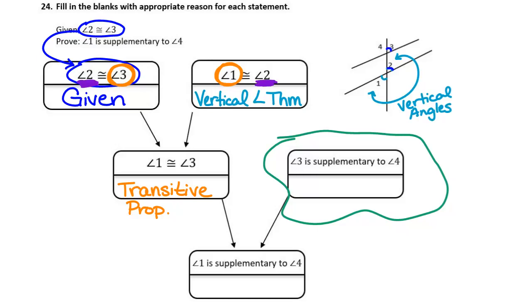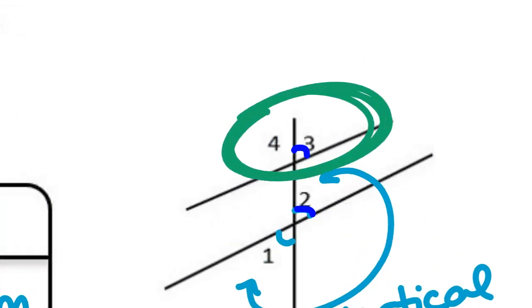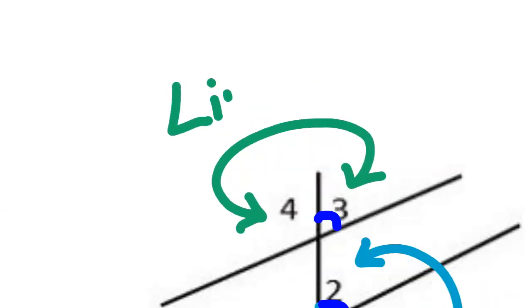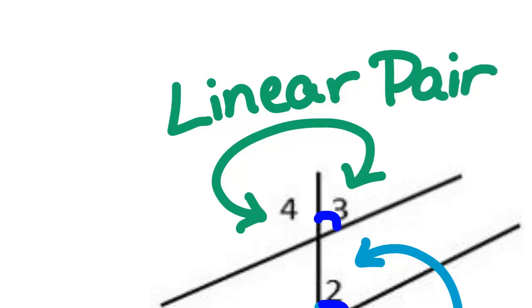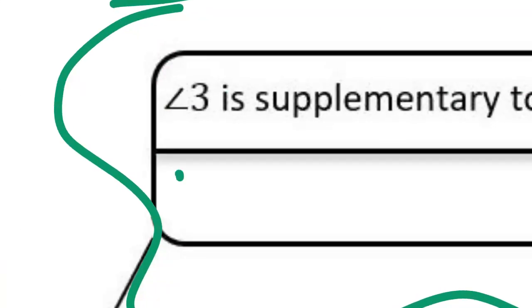So let's go find angles 3 and 4 in the picture. Here's angles 3 and 4. What is their relationship? They're a linear pair. The reason I'm allowed to say that they're supplementary to each other is the linear pair theorem.